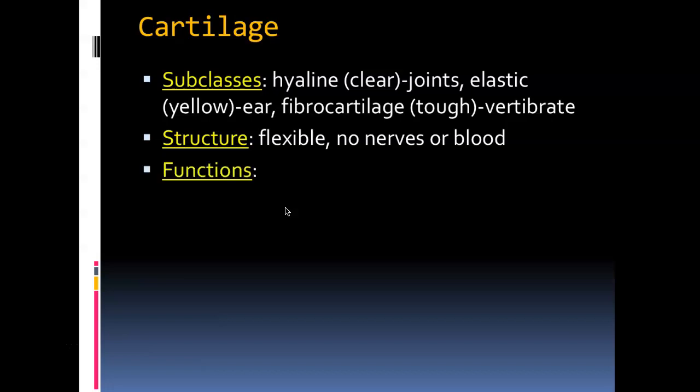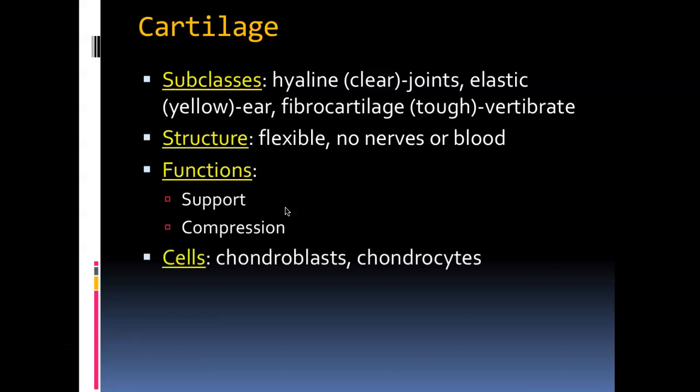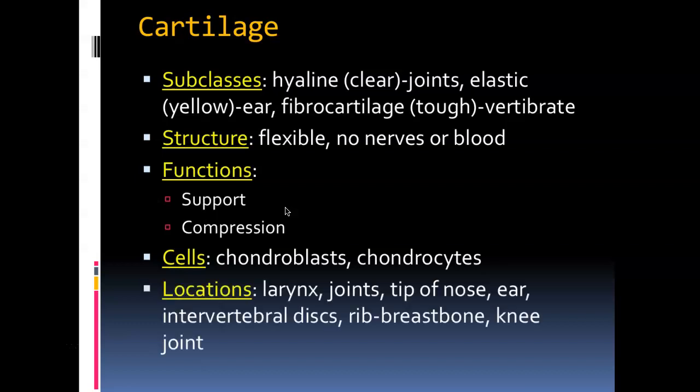It has no nerves or blood, and it's for support and compression. That makes sense, especially the cartilage found in your vertebrae. The cells are called chondroblasts and chondrocytes. It's just the name of the cells. And then the locations, lots of places: larynx, which is found in your throat, joints, nose, ear, vertebrae, your breastbone, and then your knee joint.